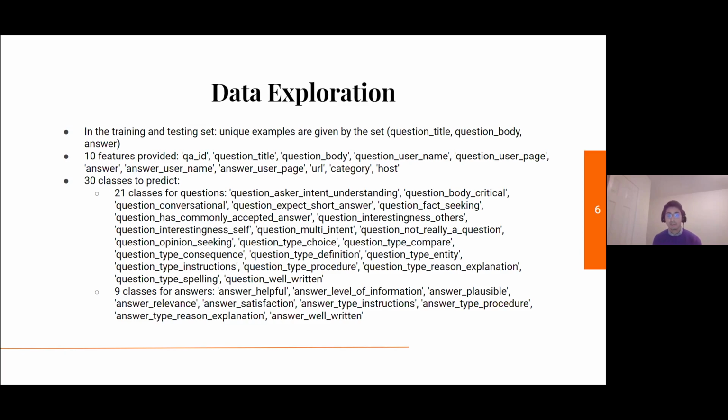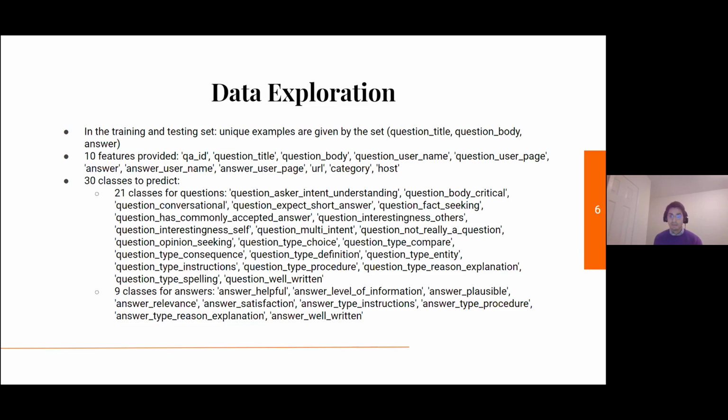So specifically going into the data set, what classifies as a unique example is the question title, question body, and the answer. For a given question and its respective body, there could be multiple answers, so a unique ID was assigned only to a particular title, question body, and then a unique answer. In addition, within those 10 features, you have the question username, the answer username, their respective profile URLs, the URL of the question, and category and host.